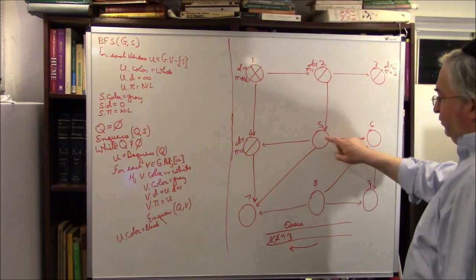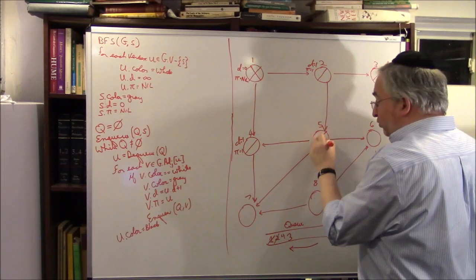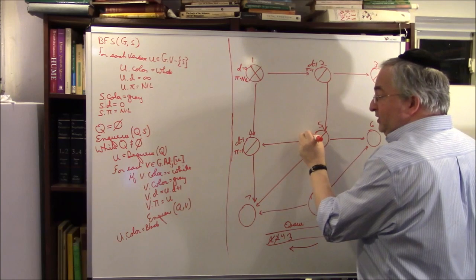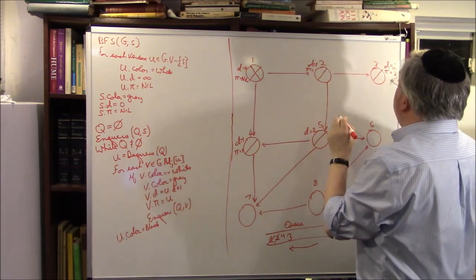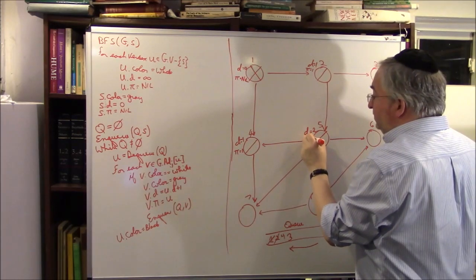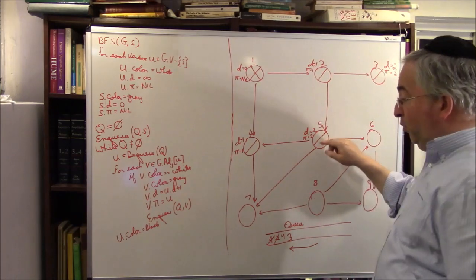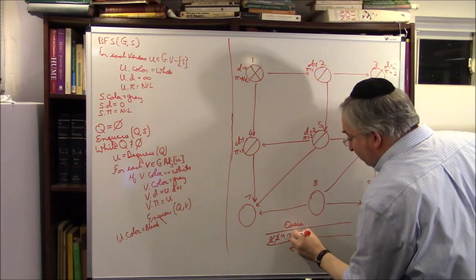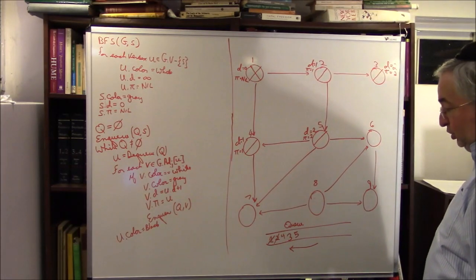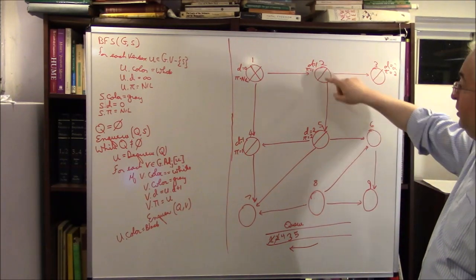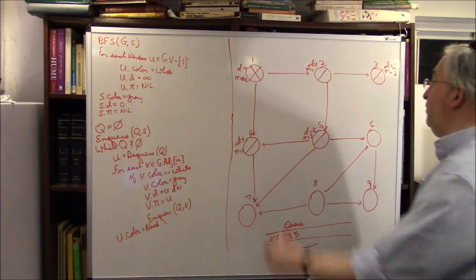And now we do 5. Let's go through 5. Color is white. Yes. Make color gray. Good. Distance is equal to 1 plus 1, which is 2. And parent is equal to 2. He is the parent. We ENQ, we put on 5. Very good. We are now finished with 2's 2 children, 3 and 5. We are finished with that. That's how we make the color black.